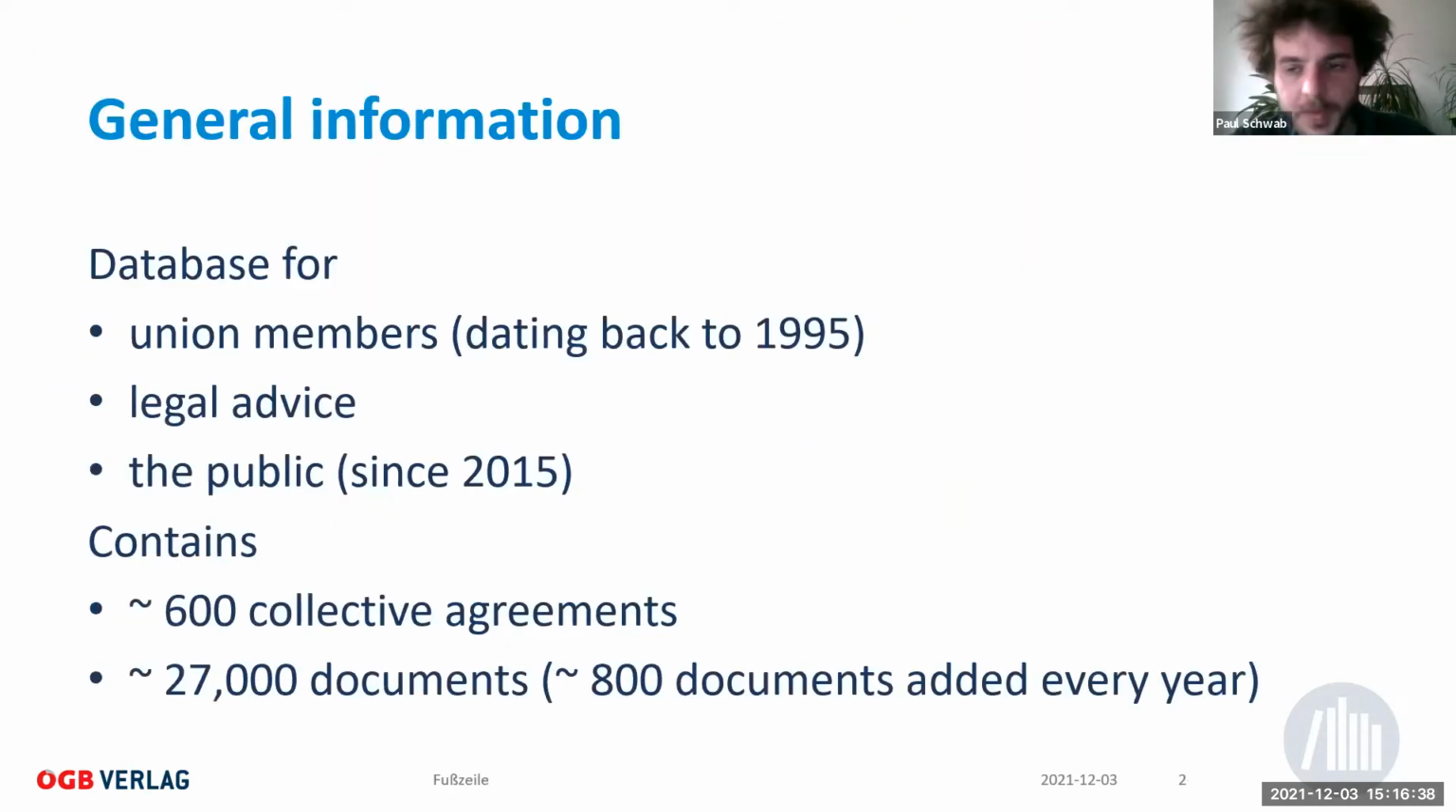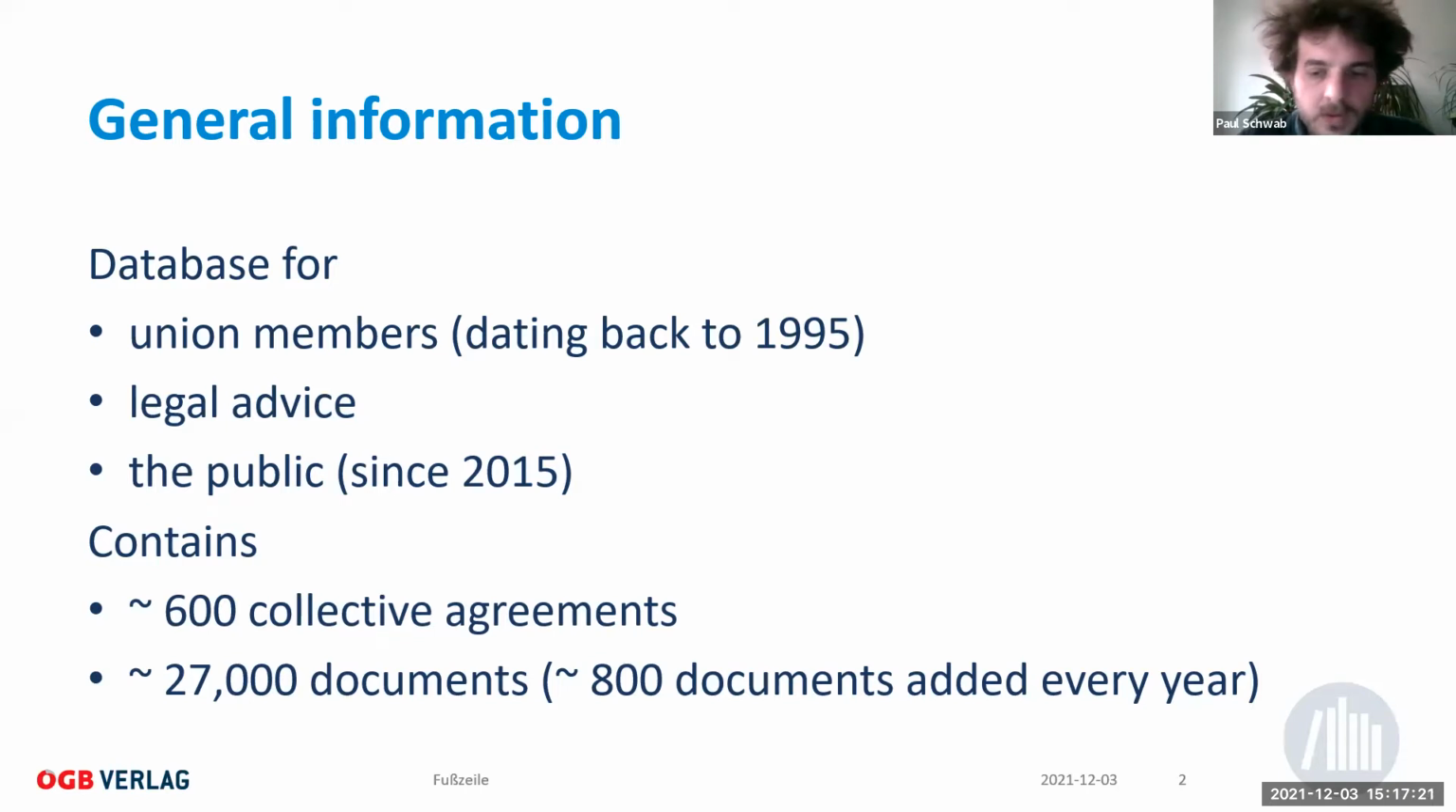So some general information. The ÖGB publishing house started building the collective agreement database in 1995. It was driven by the trade unions since they needed a central point for all collective agreements to make them available for their members. Our main objective then became, and still is, to ensure a database for the representatives of the employees to facilitate the legal advice on labor law issues. And this is a paid service, but in 2015, we also opened parts of the database for the public.